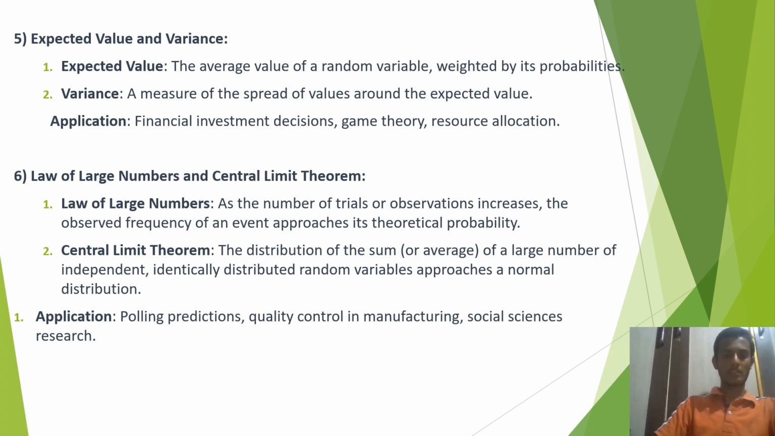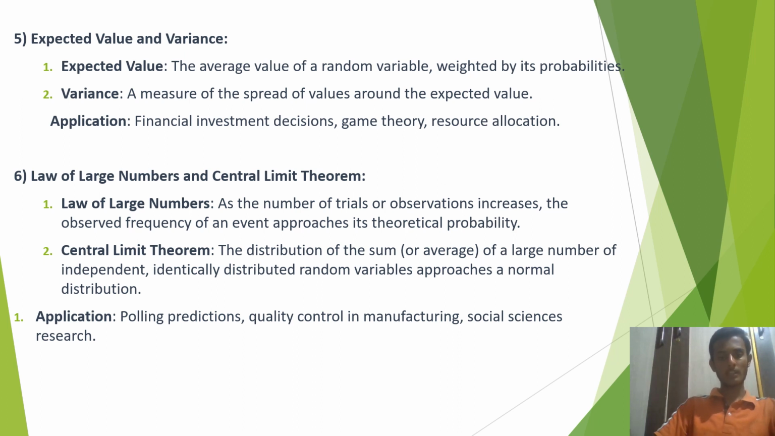Expected values and variance. Expected value: the average value of a random variable weighted by its probabilities. Variance: a measure of the spread of values around the expected value. Applications: financial investment decisions, game theory, resource allocation.